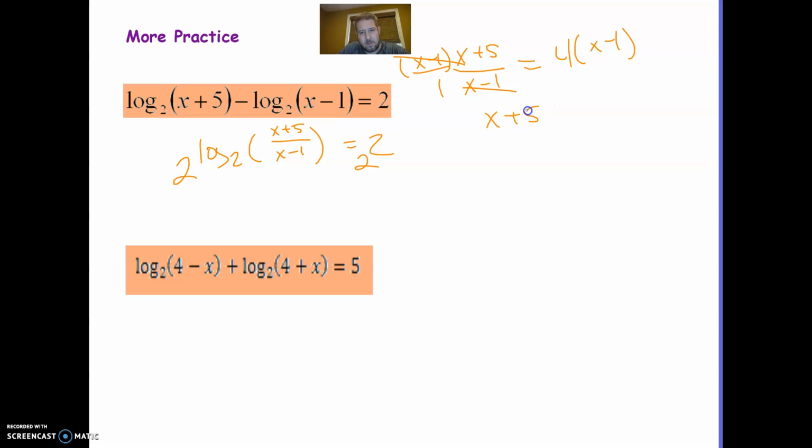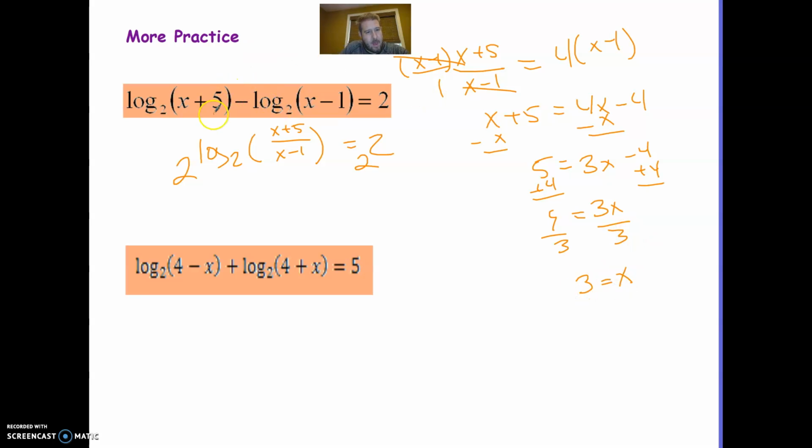So I'm left with x plus 5 equals 4x minus 4. I always move the smaller variable terms across on both sides. It gives me 3x minus 4. Add 4 to both sides, which gives me 9, and then divide both sides by 3. It looks like x is 3. Just check to make sure that's not extraneous. It does work there and it does work there, so we are good to go.